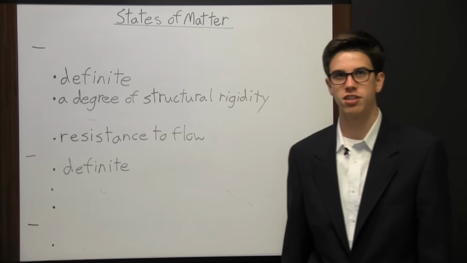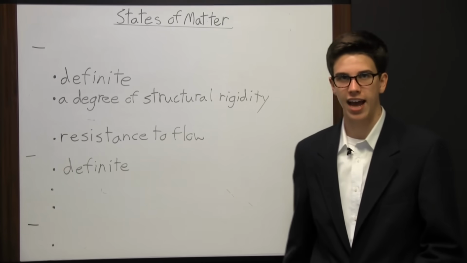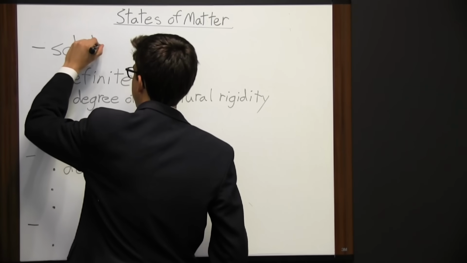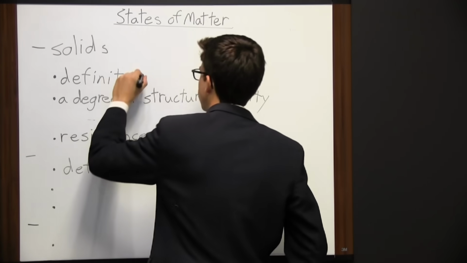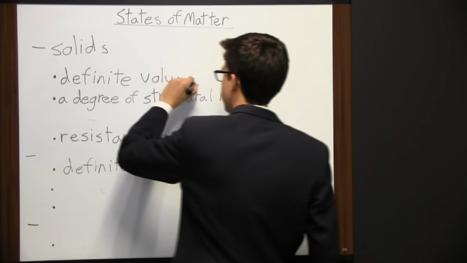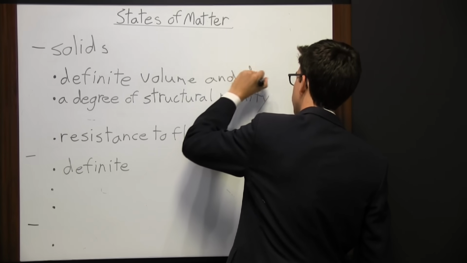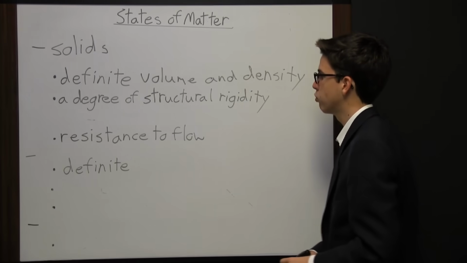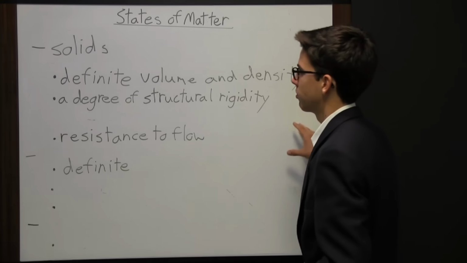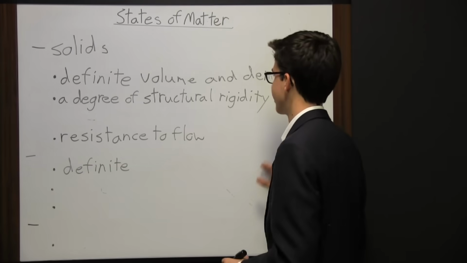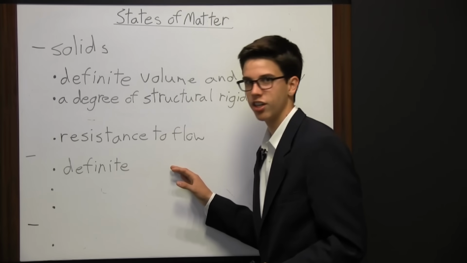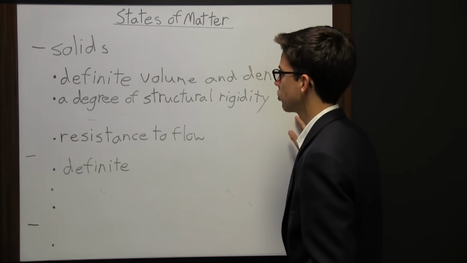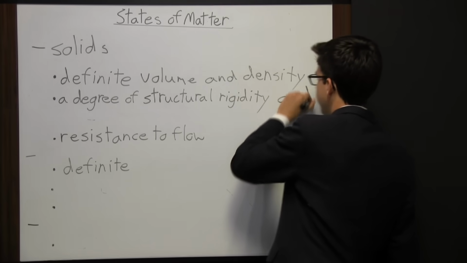The three classical states of matter are solids, liquids, and gases. So first we're going to look at solids, and we're going to look at some of the characteristics of a solid. So solids have a definite volume and density. So we would say they have a definite volume and density at a given temperature and pressure. Like this whiteboard, for example, is a solid. The volume of this whiteboard isn't changing, and the density of this whiteboard isn't changing. And then the second point of a solid is it has a degree of structural rigidity and a constant shape.